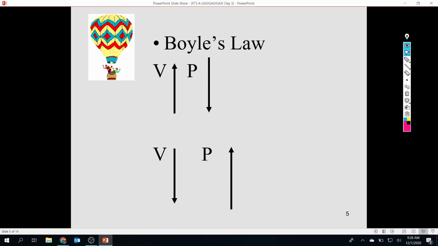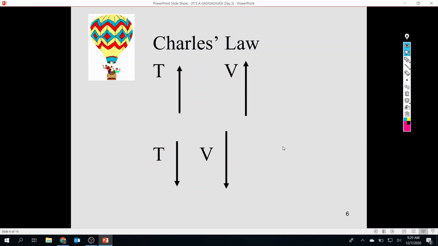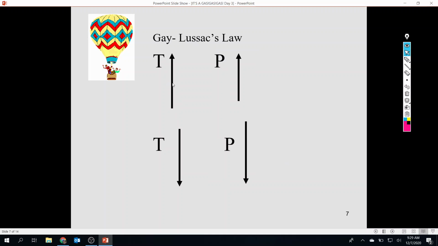Then there are the shortcuts that I just showed you. Boyle's law, oppositely or inversely related. Charles's law, directly related, both up or both down. And Gay-Lussac's law, also directly related, both up or both down.